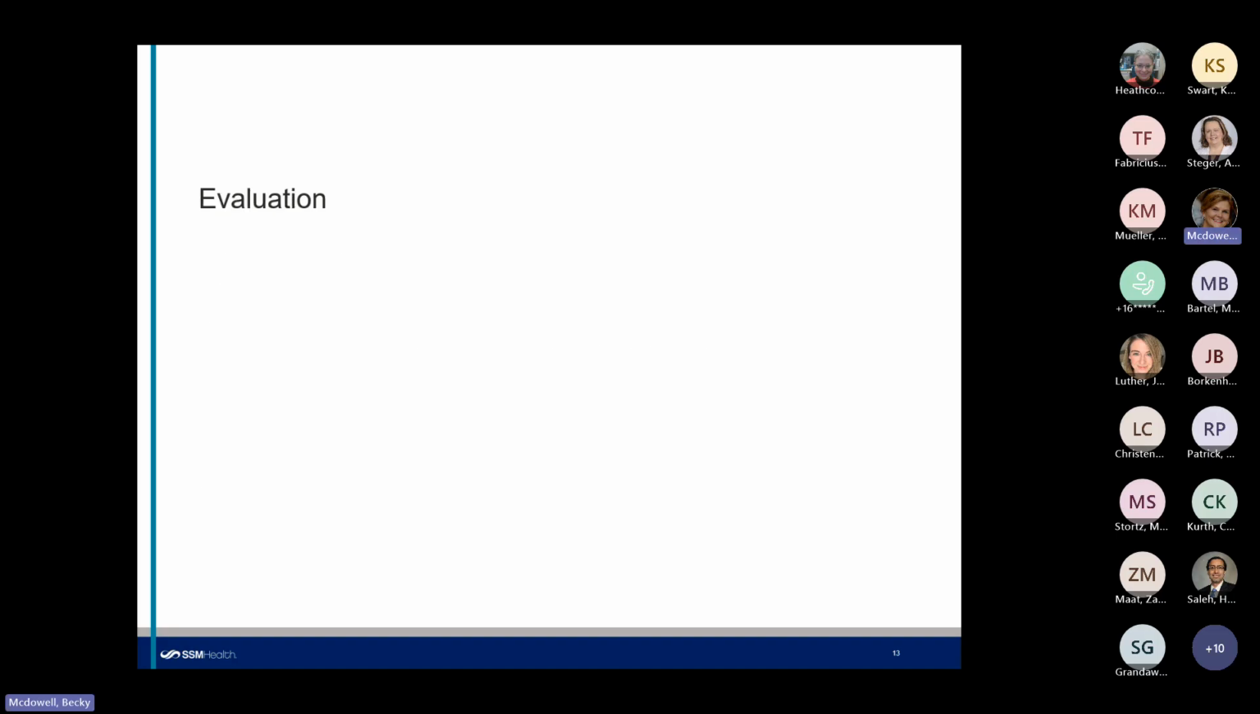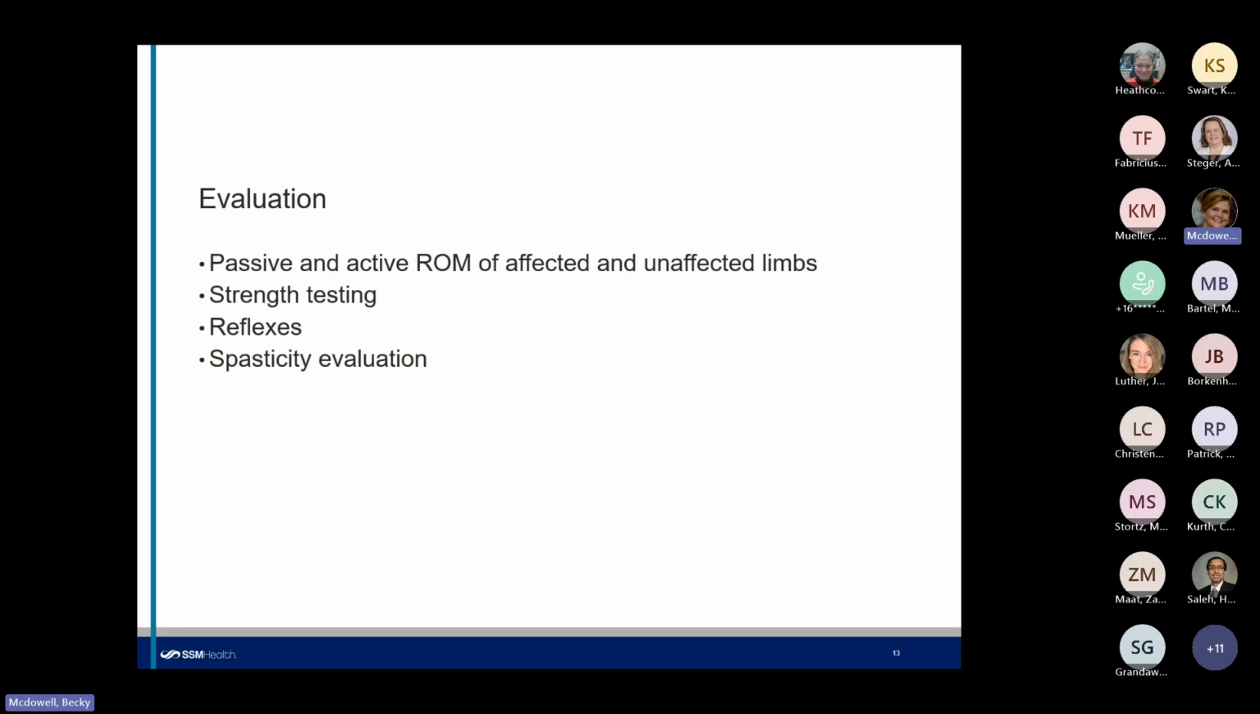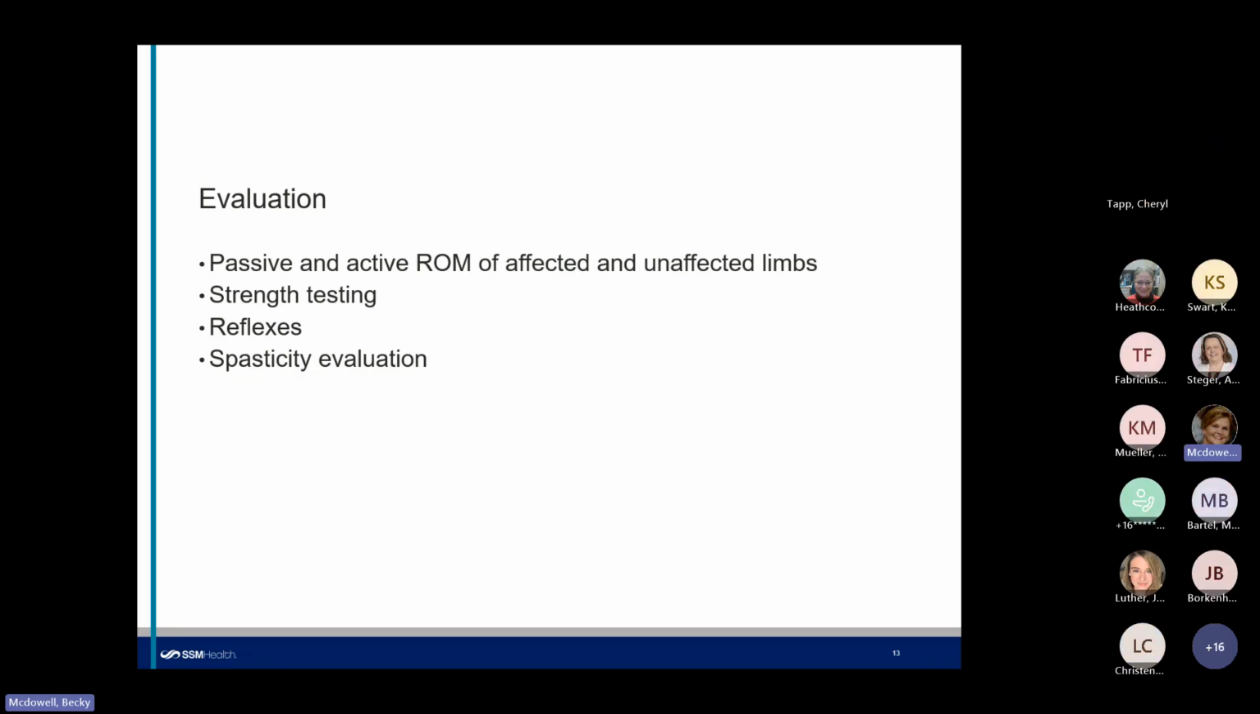So when I do a physical examination, I'm going to look at passive and active range of motion of the affected and unaffected limbs, and look at strength testing and reflexes. I'll do a spasticity evaluation, which I'll talk about in more detail in a second. I look at their gait, and particularly I want to know if they're swinging their leg out wider, or if they're catching their foot on the ground because they have plantar flexion deviation and they're catching their toes.